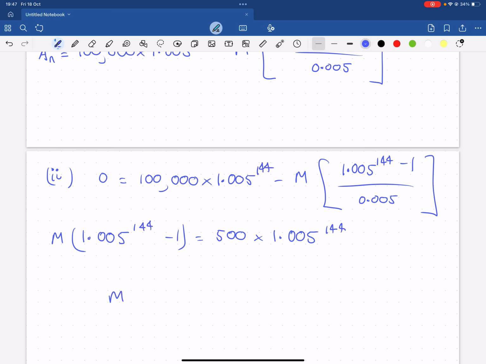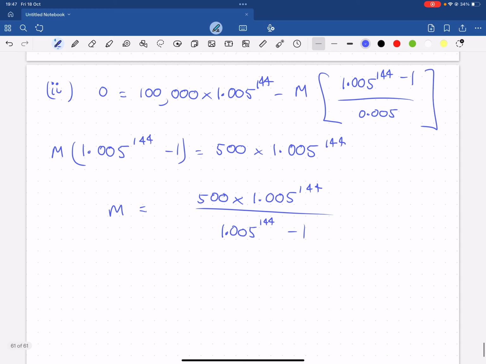So M simply is going to be 500 times 1.005 to the 144 over 1.005 to the 144 minus 1. Type that into your calculator, you get the monthly repayment, which would be very hard to live on, but $975.85.